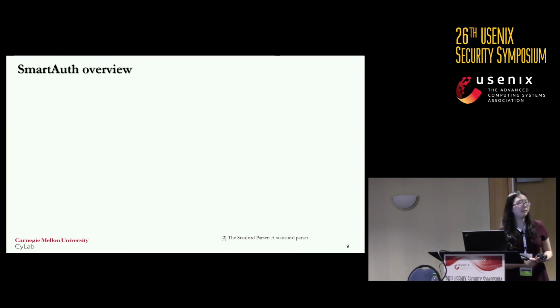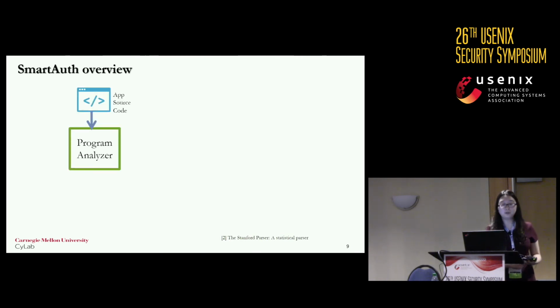Now let's take a look at the overview of SmartAuth. SmartAuth has several big building blocks. The first building block is the program analyzer. We use the program analyzer to analyze the source code of the smart home app and also to understand the annotations inside the app, so that we can get a really deep and good understanding of the behaviors in the app. Note that besides normal program analysis, we also did an NLP analysis over the code annotations and also API documentations to really have good insights about the app's real behaviors.